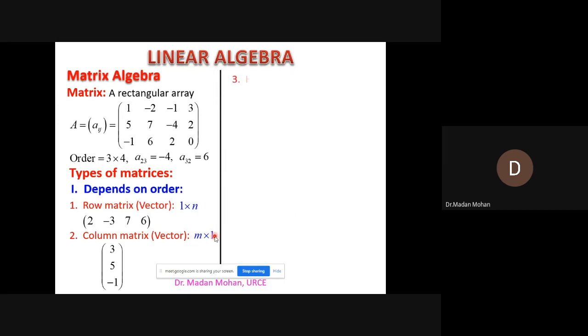Next. Horizontal matrix. It looks horizontal. When do you say a matrix is horizontal? How do you define horizontal then? A horizontal matrix is of order m cross n, but the number of rows m is less than n. Very good. Order is m cross n, in which m is less than n. That is a horizontal matrix.